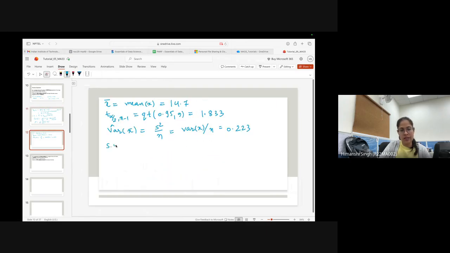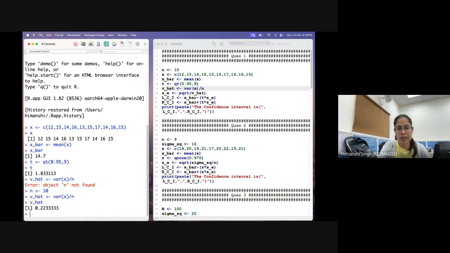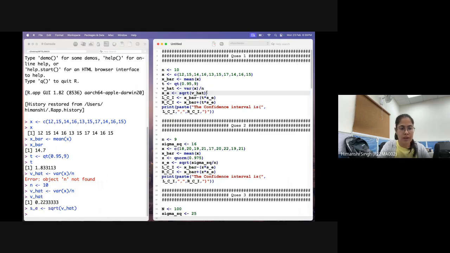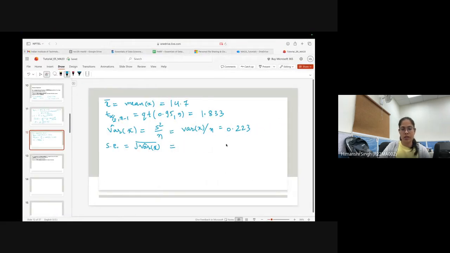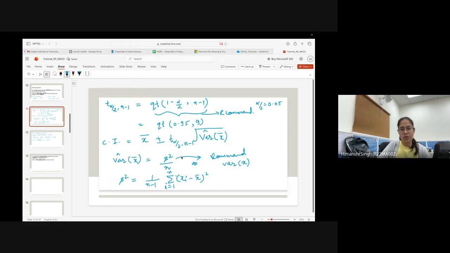So this is basically the standard error, that is equal to the square root of the variance of x bar, the variance hat. So what is the square root of it? Here I have to use sqrt of v hat. If I run it, it is s underscore e, so this is 0.4725. So it is 0.472. Now I have all the quantities here.